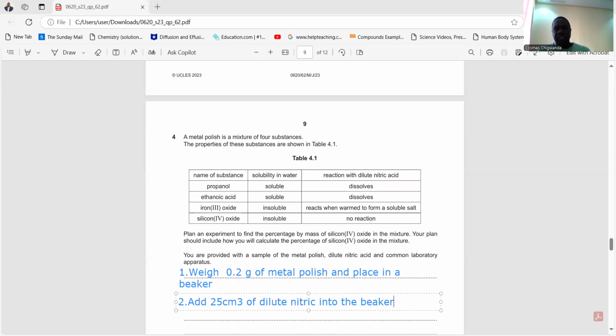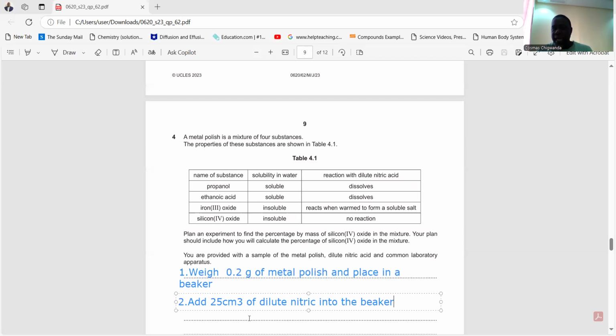All right. So stage number 1, I've taken 0.2 grams of metal polish and placed it in a beaker. And then into the same beaker, I'm going to add 25 cubic centimeters of dilute nitric acid. Okay. And then what I do next, okay? Now, I have taken my metal polish. My metal polish contains propanol, ethanoic acid, iron 3 oxide, silicon 4 oxide.